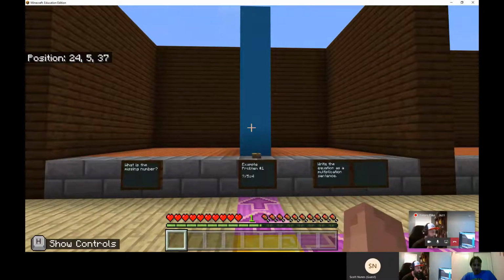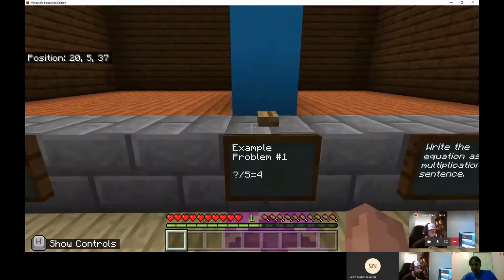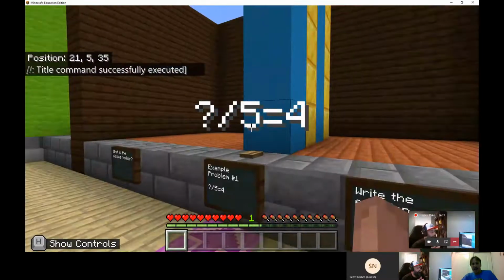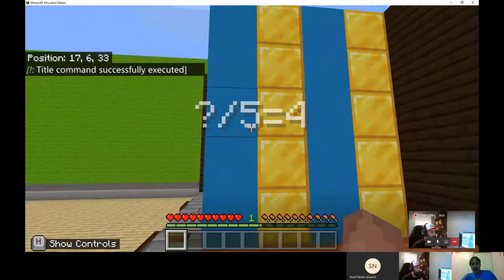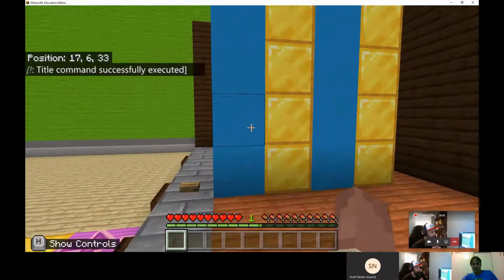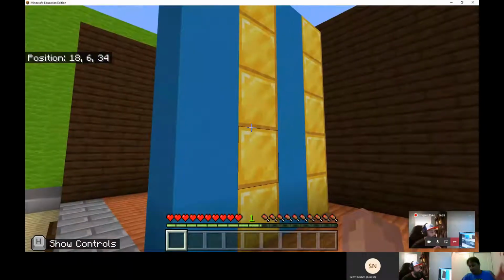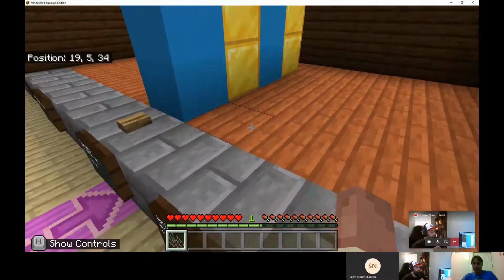So now you're into the world. You get the problem here. Some number divided by 5 equals 4. And then you can click that and you'll get it up nice on the title. And then over here, I have 4 stripes with 5 blocks in it. So you can write, and there's 20 blocks in all, so the answer would be 20.